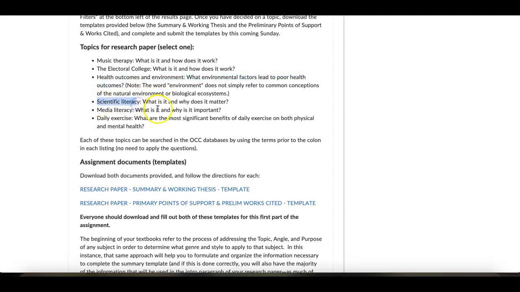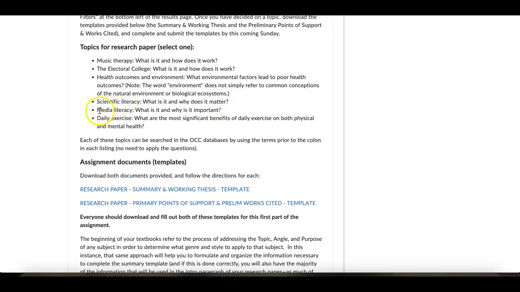Scientific literacy. What is scientific literacy and why does it matter? I think very clearly you could do a brief overview in your intro on this topic and then have a first body paragraph explaining in detail what scientific literacy is, and then give two or three other body paragraphs that explain why it matters that people have scientific literacy.